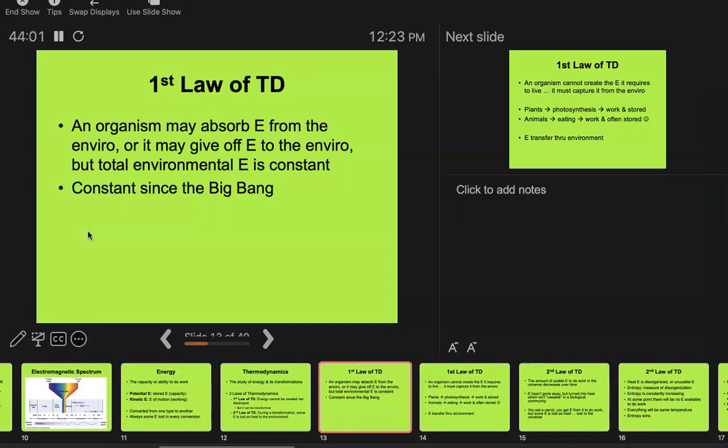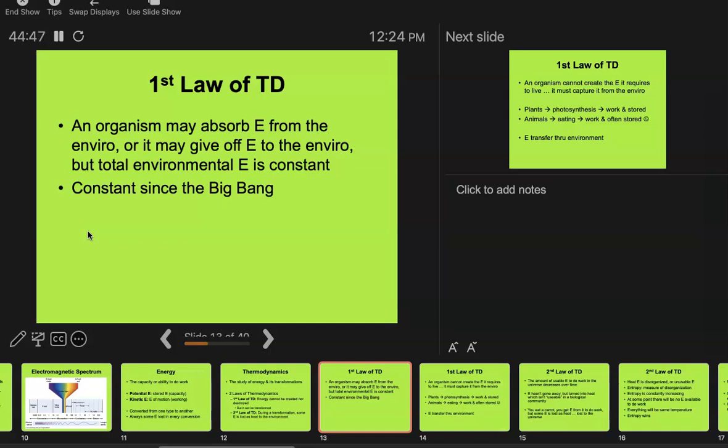All right, an organism may absorb energy from the environment, or it may give off energy to the environment, but the total environment is always energy constant. And it has been constant since the Big Bang. The exception to this, of course, is what we just talked about, like, say, the fruit farming and so forth. Or if for some reason you felt the need to go in and remove all the dead animals from your neighborhood forest and all of the leaves and take them and put them somewhere else. But as long as they stay in that system, the system energy remains constant. It's just different forms of.